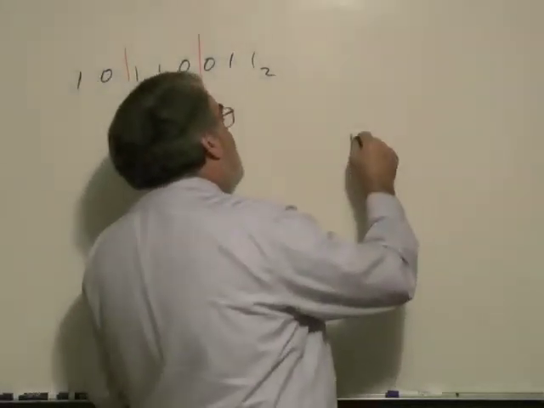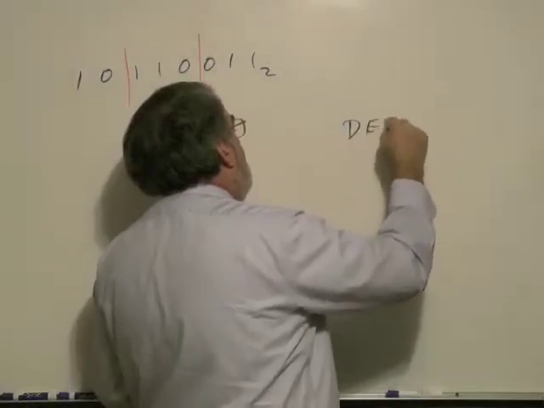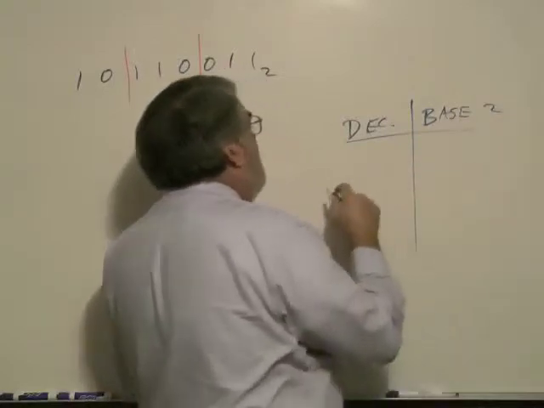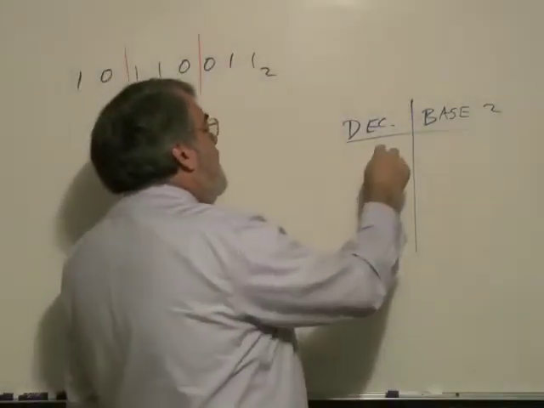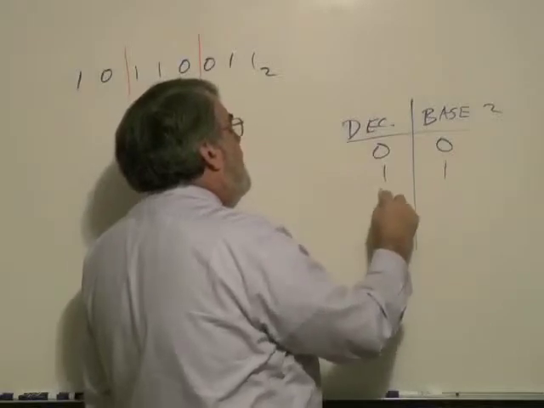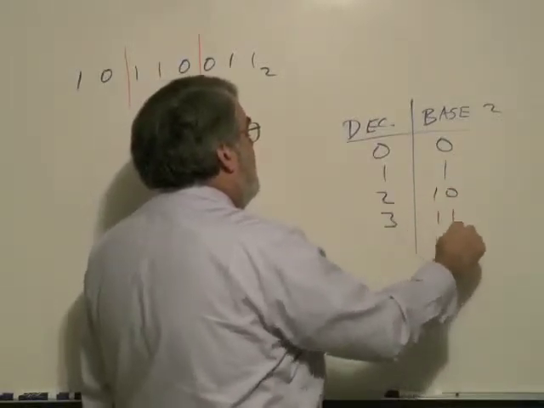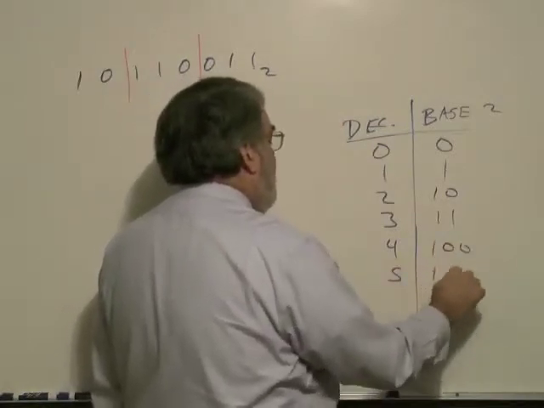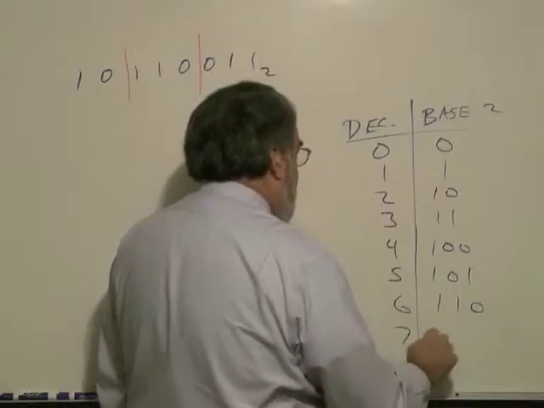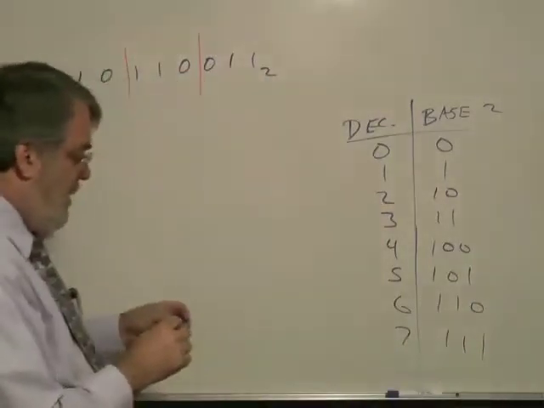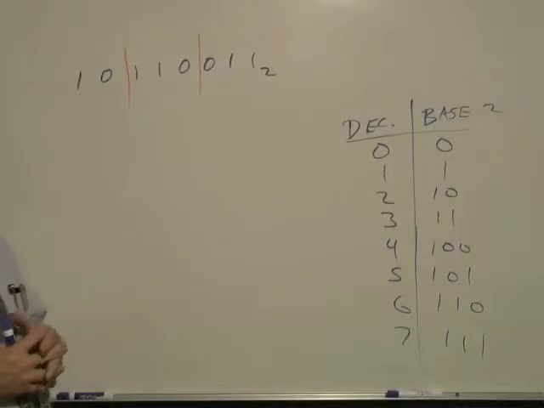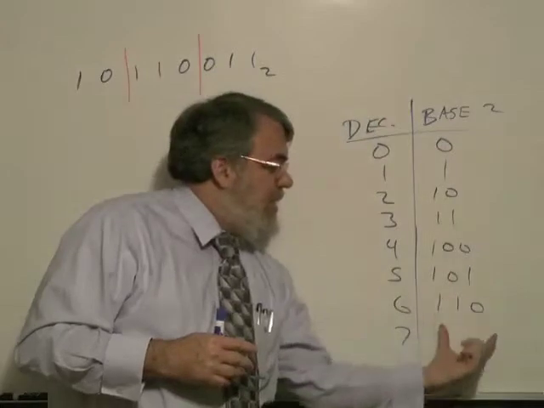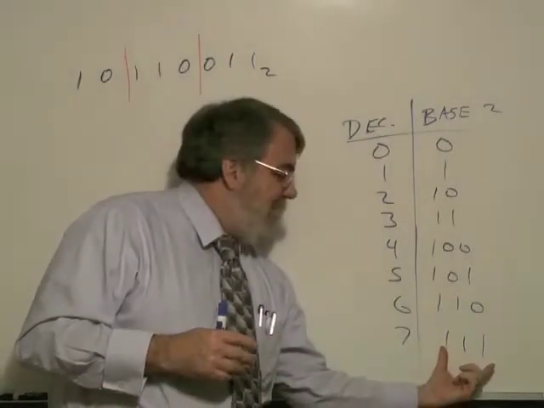If you know your base 2 numbers, your binary numbers, then in decimals, 0 is 0, 1 is 1, 2 is 10, 3 is 11, 4 is 100, 5 is 101, 6 is 110, 7 is 111. Those are the first three digits in base 2. The highest you can go with three bits of information is 111.